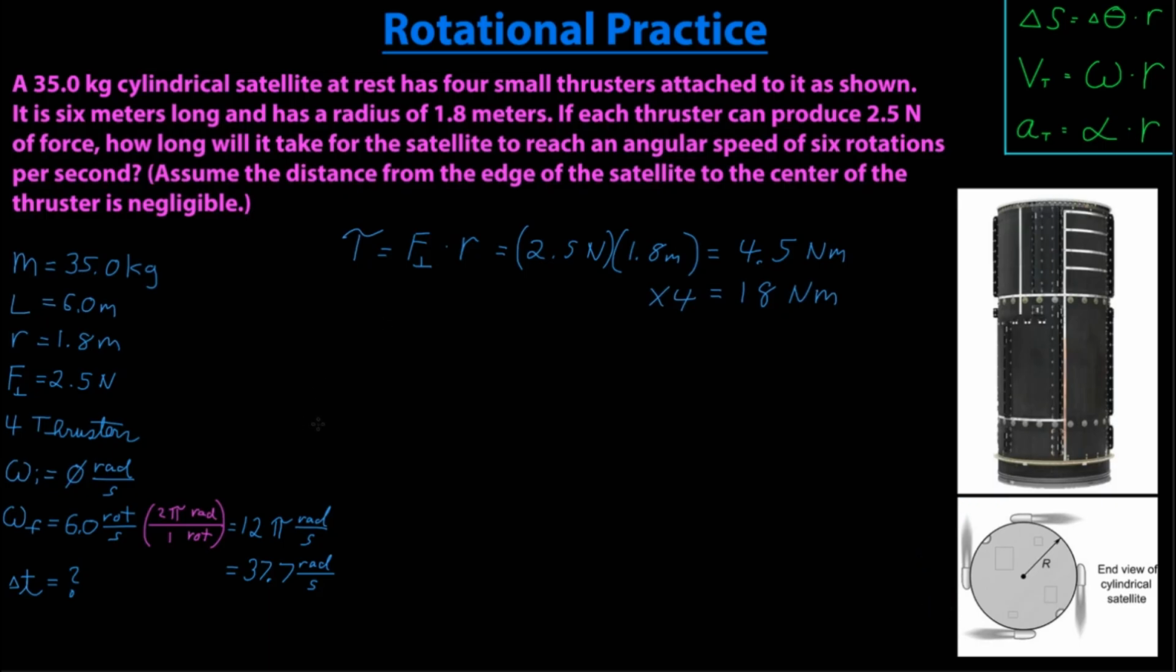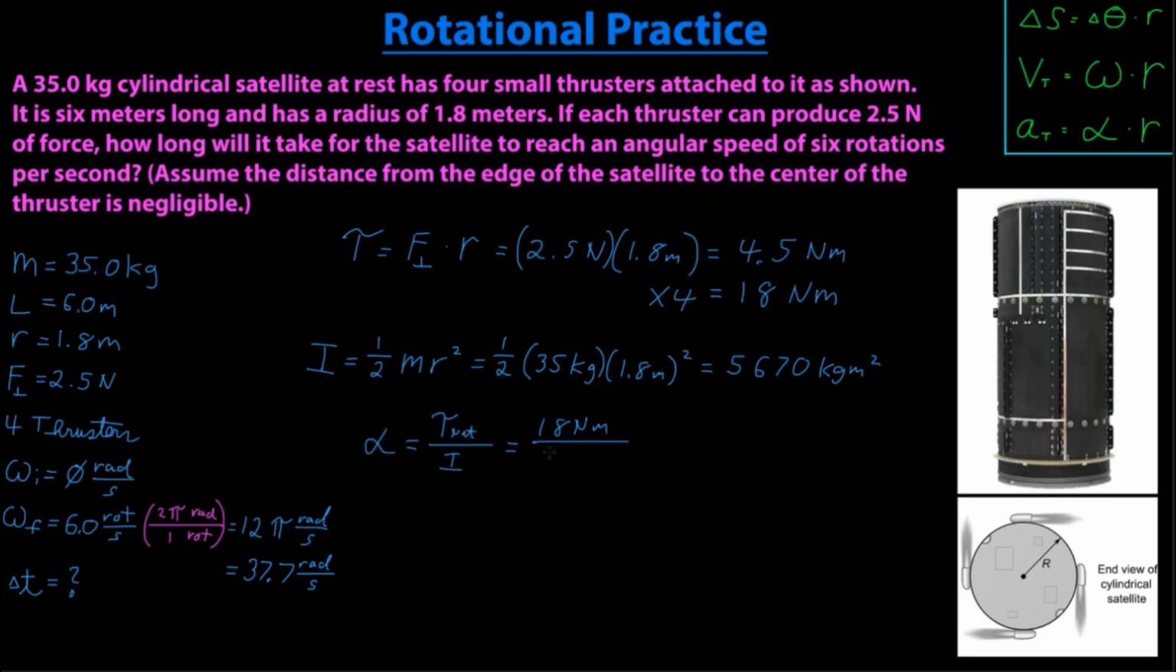So a case in point right now, I know I'm looking for acceleration, and I just got net torque, which means at this point I definitely need the moment of inertia. This is in the shape of a cylinder. The moment of inertia of a cylinder is 1/2 mr squared, 1/2 times 35 kilograms times 1.8 meters squared, 56.70 kg meters squared. This now allows me to get angular acceleration, torque net over moment of inertia, 18 newton meters over 56.70 kg meters squared.